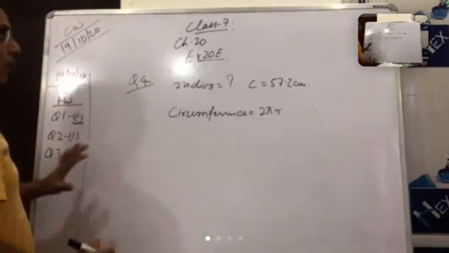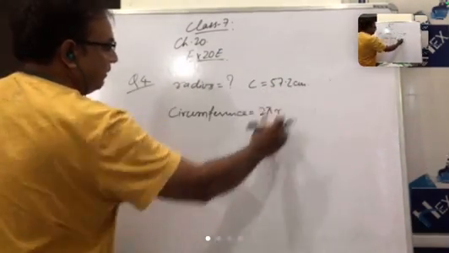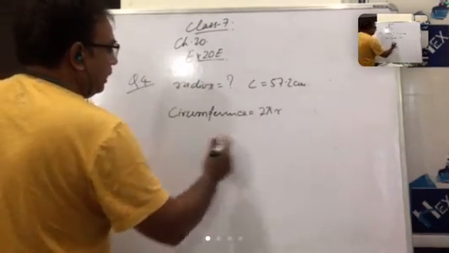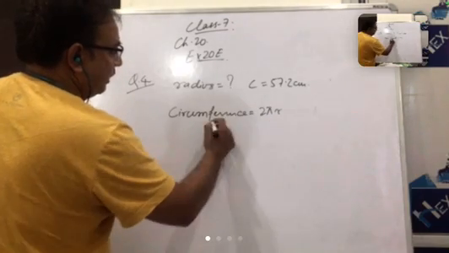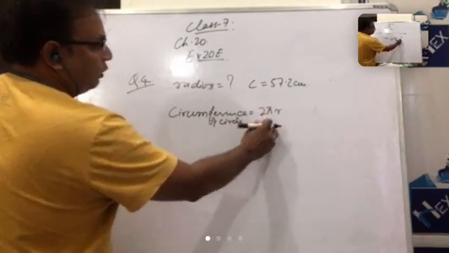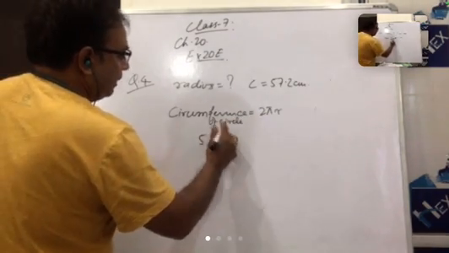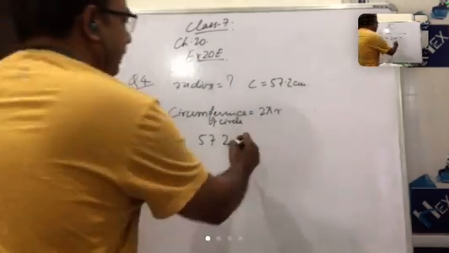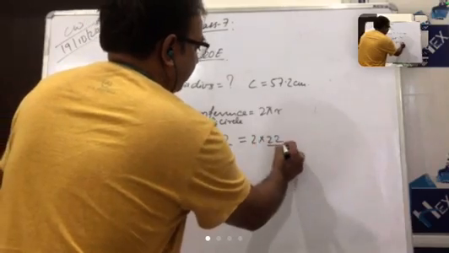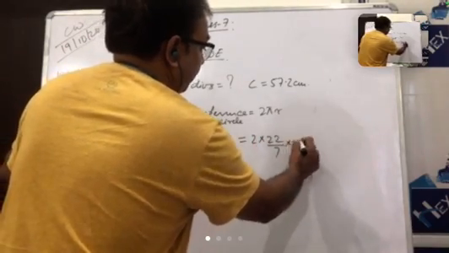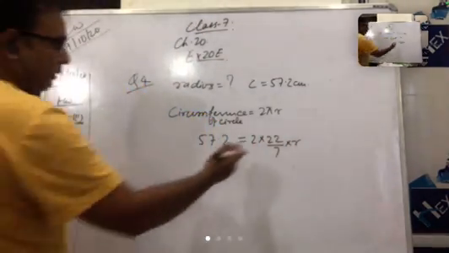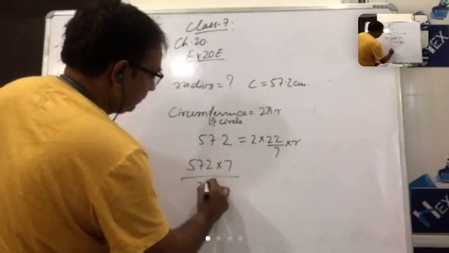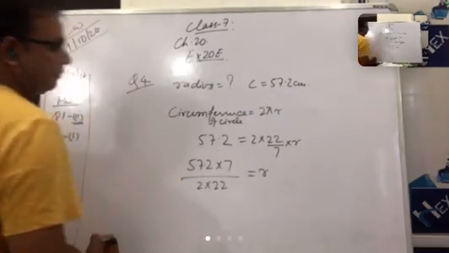Okay. And now what is given here? Only the circumference, and a value for pi is also given. So you can write: circumference of circle is equal to 2 pi r. Then below it you can write 57.2 is equal to 2 multiplied by 22 upon 7 multiplied by r. Now transfer the numbers according to their position.